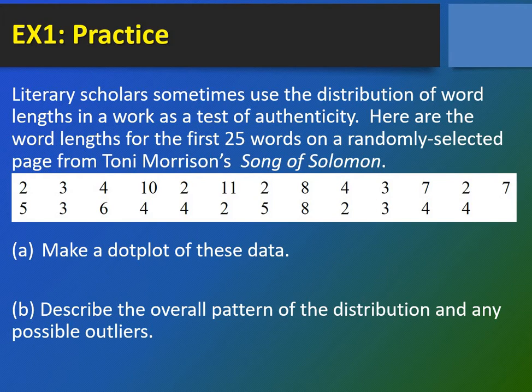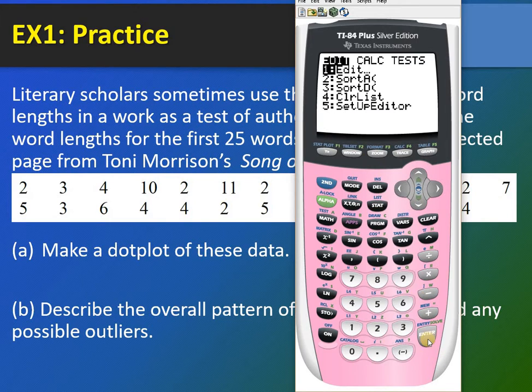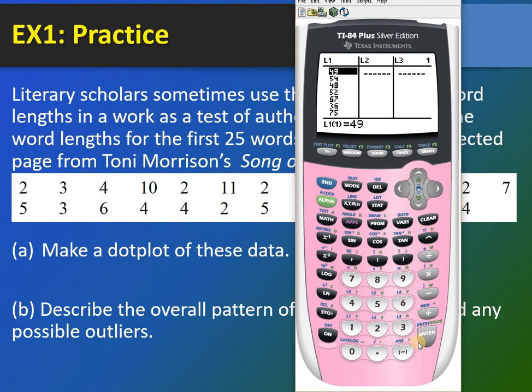All right, so I had asked you to go through and get this done by hand. Now we're doing it by calculator. So again, your first step is to go to Stat, Edit. If you have something in your list, arrow up. Do not hit delete. Hit clear.